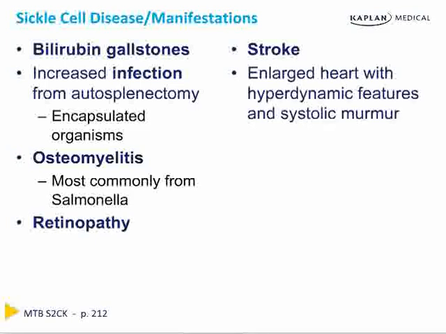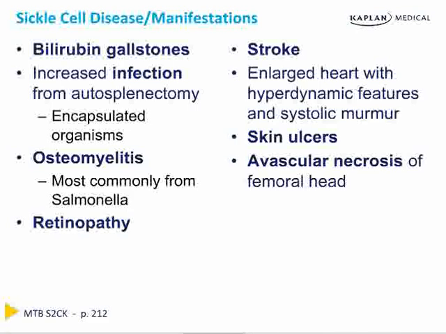You get an enlarged heart, hyperdynamic features from the chronic anemia. You get a systolic murmur. Skin ulcers, particularly of the lower extremities, happen. We're not clear why, but you do get them. And avascular necrosis of the femoral head happens because the sickle cells infarct that bone.